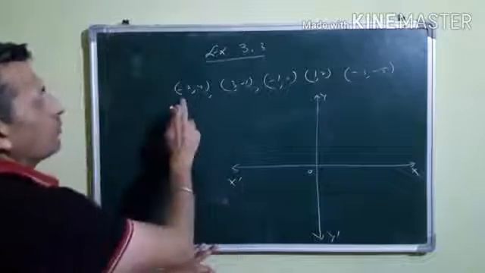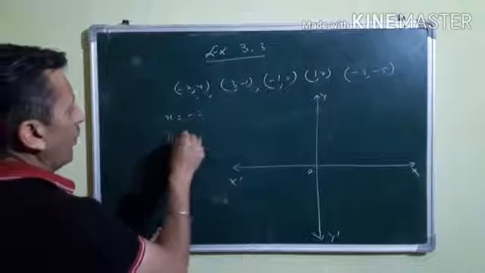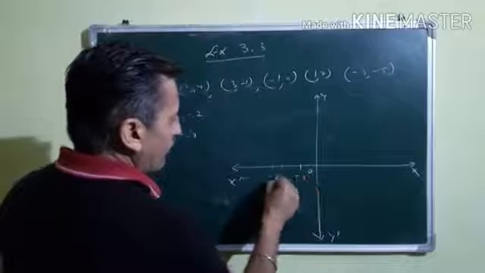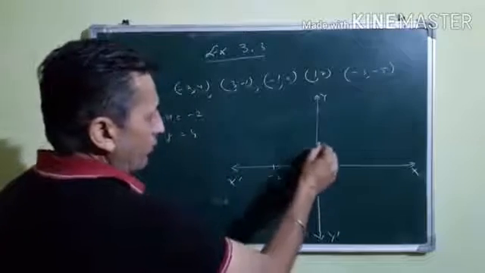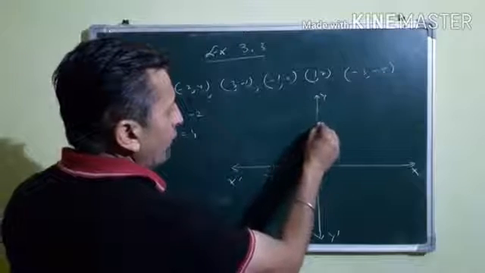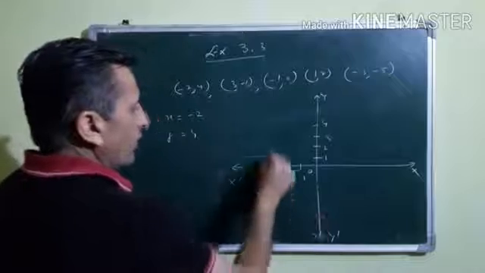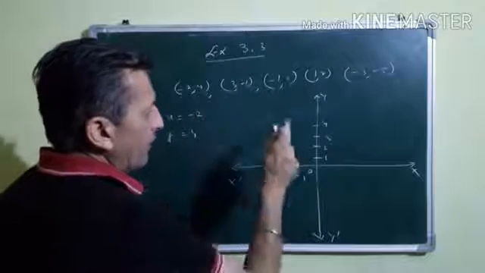Now see, the first point is minus 2 comma 4. That means x is equal to minus 2 and y is equal to 4. It's very easy. Now see, x is minus 1, this is minus 2, and the value of y is equal to 4, so it is positive. So this is 1, 2, 3, and then 4. Okay, done. From here, draw the line like this.